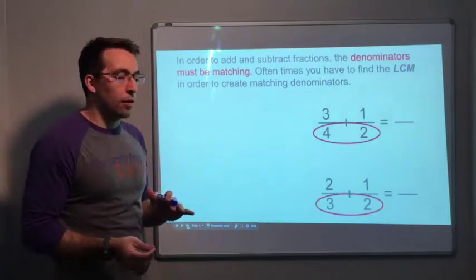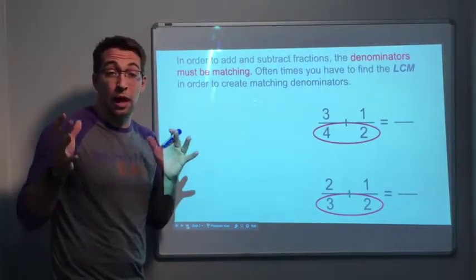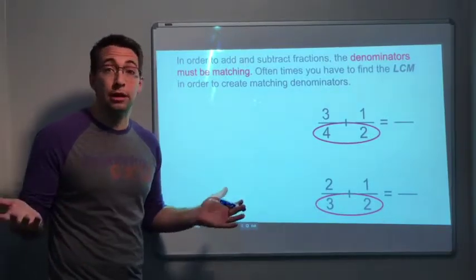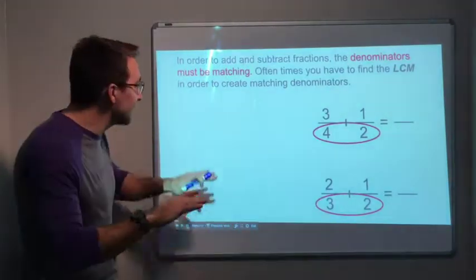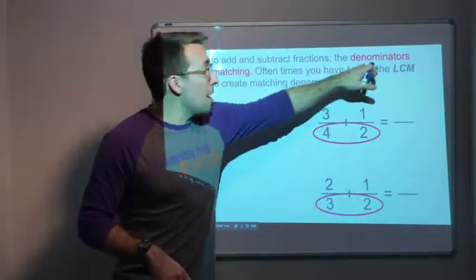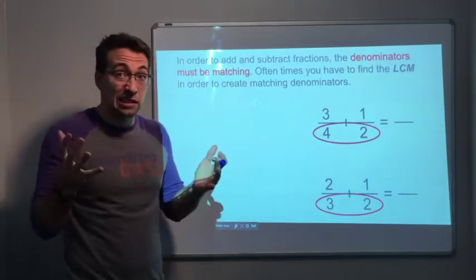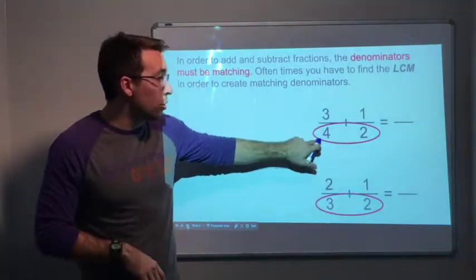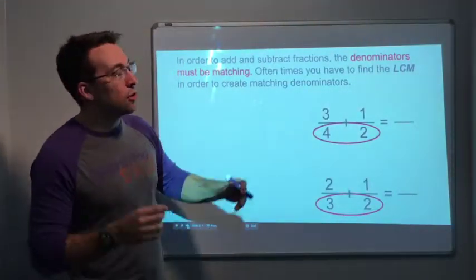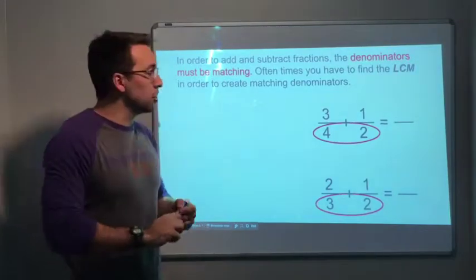Oftentimes you have to find a least common multiple to add or subtract fractions with uncommon denominators, right? So just a blanket statement, easy: in order to add and subtract fractions, the denominators must be matching. So what if they're not matching? 3/4 plus 1/2. What do we do? Oftentimes, you have to find the LCM, the least common multiple. So let's look at that.